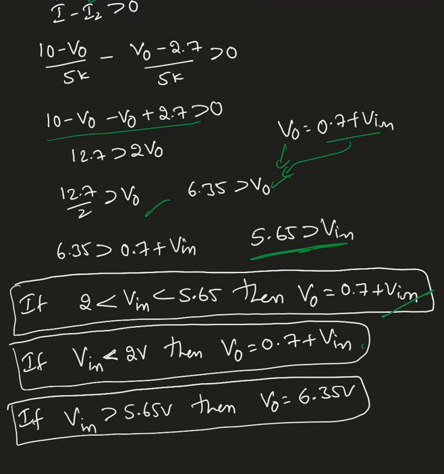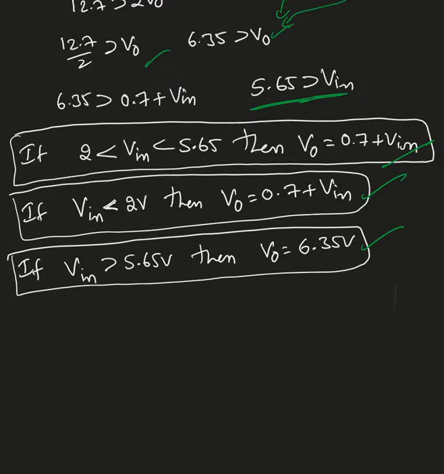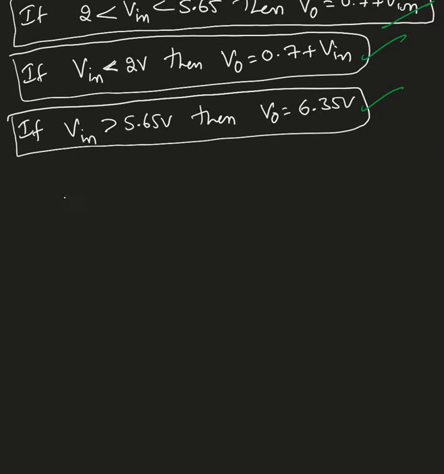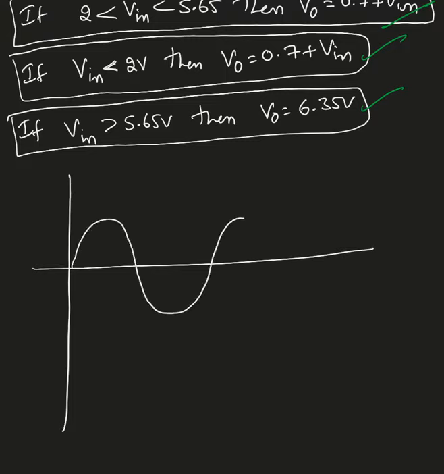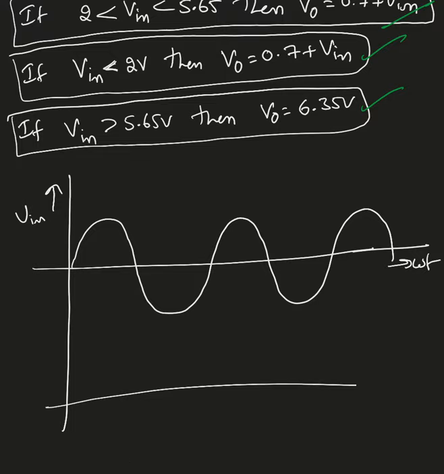So from these three statements, you can clearly see if Vn is greater than 5.65, my output is going to be clipped. If Vn is less than 2, output is going to be this much. If Vn is between 2 and 5.65, that's the output. Now I'm going to draw the waveforms. So here is the sinusoidal input waveform. That's omega t. Here is my Vn. So here is my output.